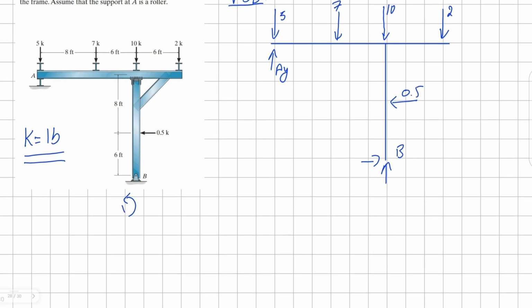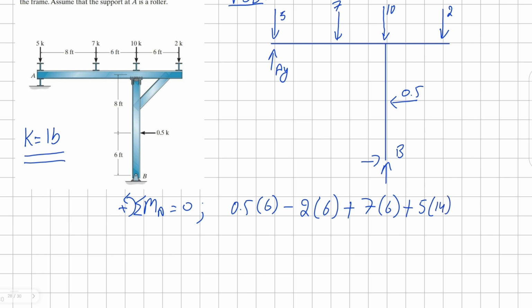Okay. To solve this, let's take a moment about the point B. We have 0.5, that's 6 feet away, from a reaction. Then we have clockwise traction 2 pound and 6 feet away. Then we have counterclockwise traction 7 pounds and it's 6 feet away. And we have another counterclockwise 5 pounds, 14 feet away. And lastly, our vertical reaction at A, 14 feet away, all equals to 0.